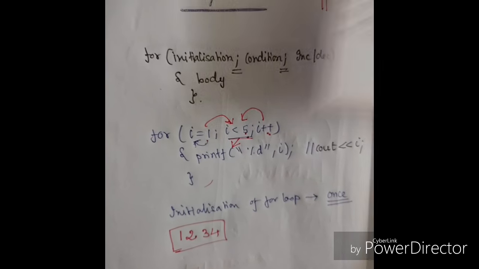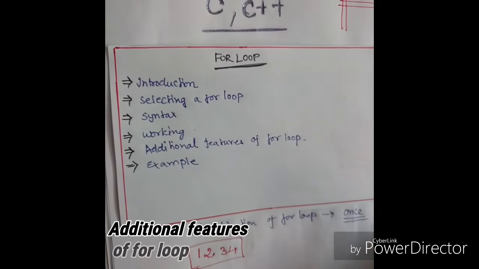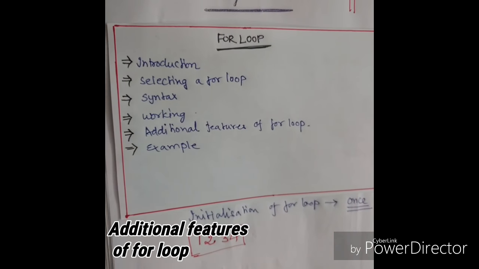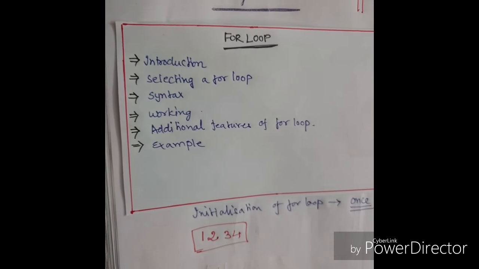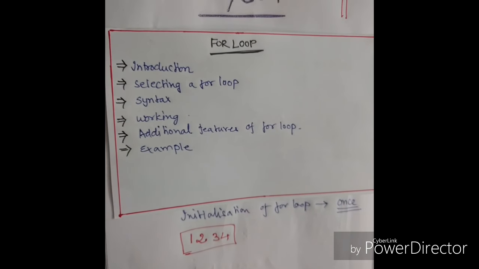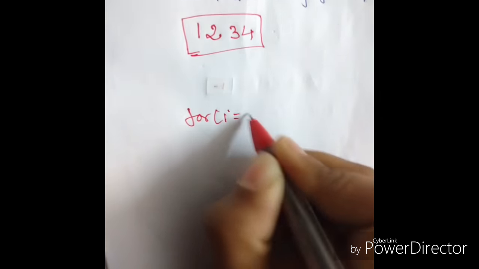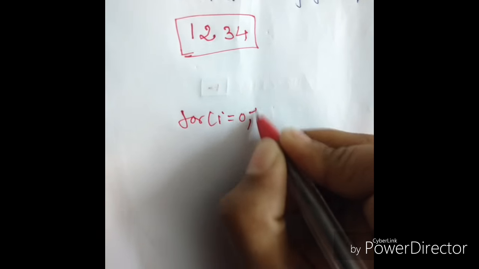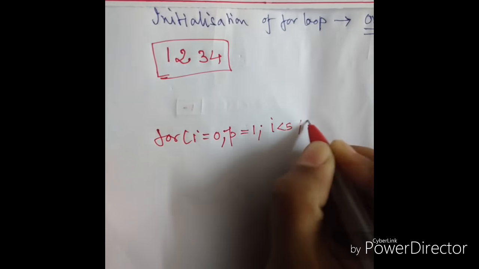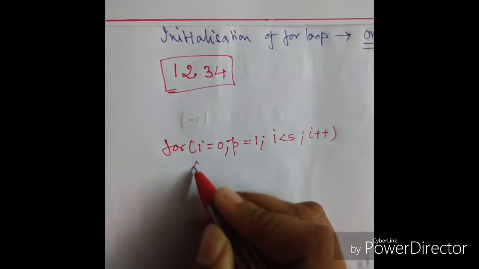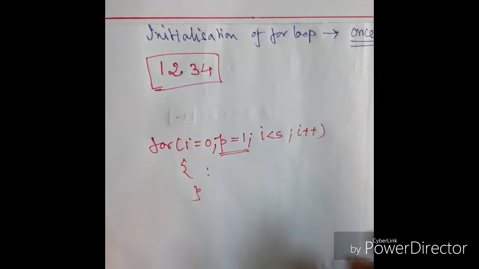Now coming to the next part, that is some additional features of for loop. What are some additional features of for loop? We can also initialize some of the variables which we are not repeatedly using in our for loop, which we are not incrementing or decrementing in our for loop. For example, for i equal 0, comma, p equal 1, semicolon, i less than 5, i plus plus. Here let there be some body. Here you can see I am also initializing my variable p here.